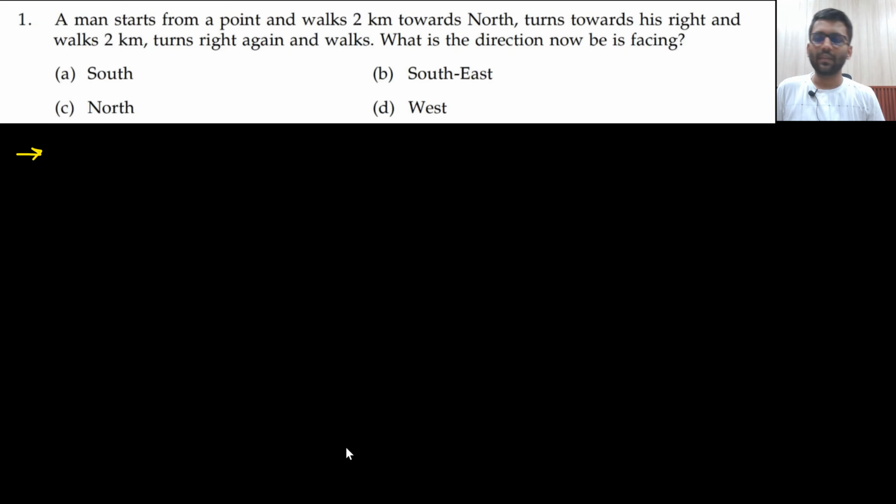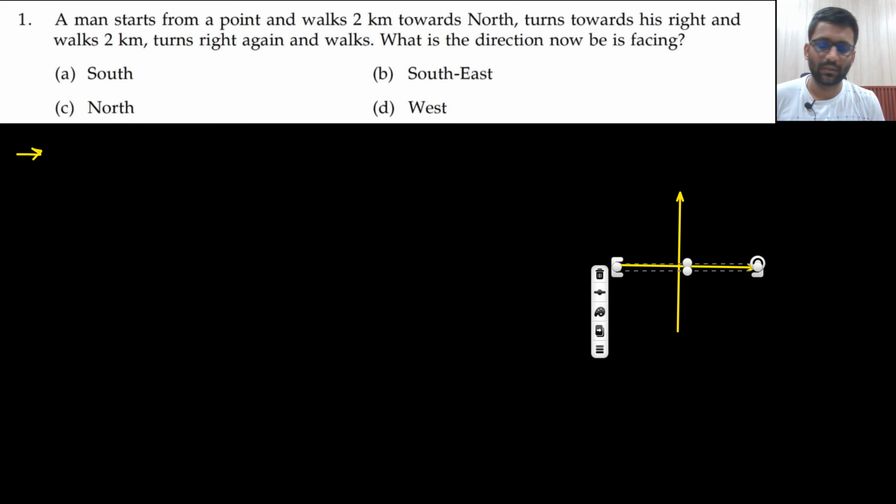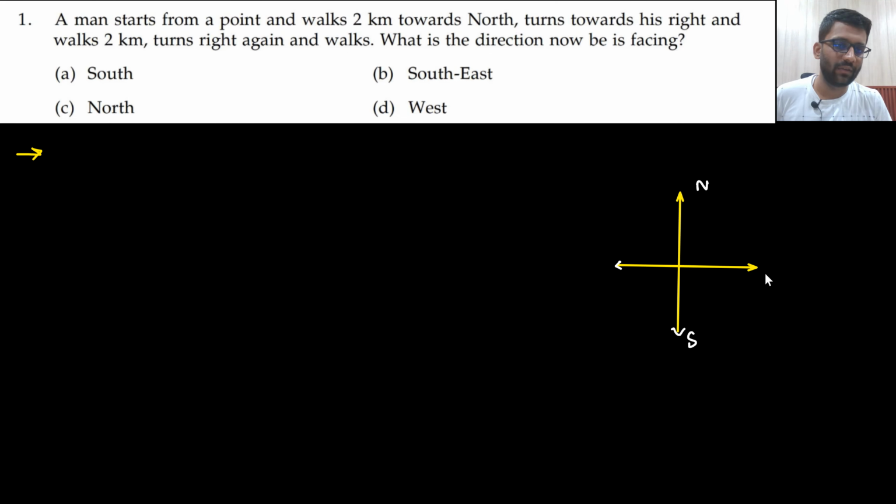Okay, so let's start with the first one. Whenever you see a problem on direction, the first thing you need to do is make the axis. North, south, right one will be east. Here there is West Bengal, so it will be east, and this is west.